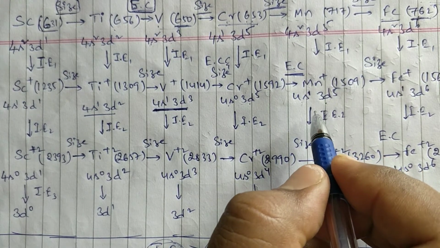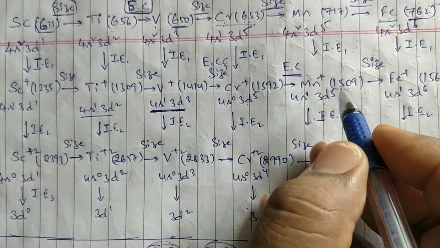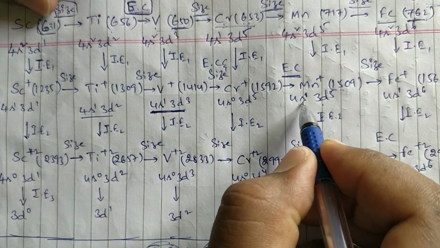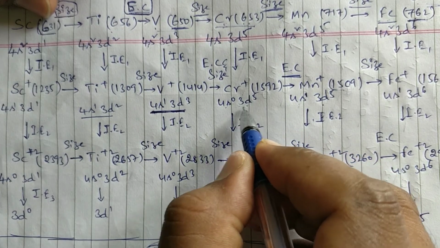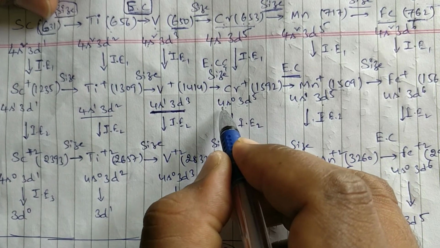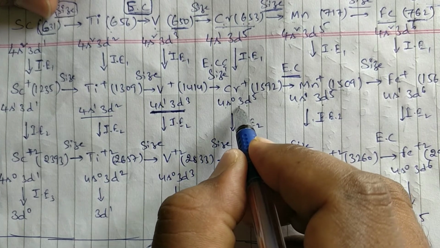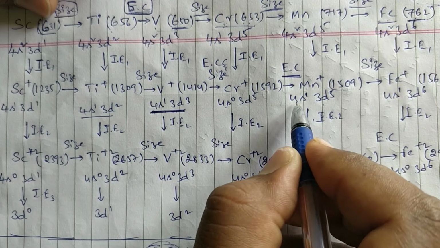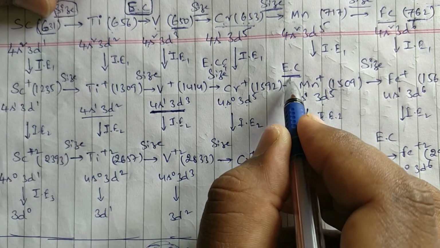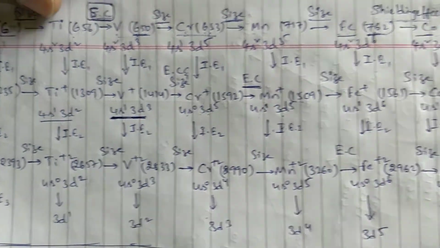What is meant by IE2? 1509 amount of energy is required to remove the electron from 4s1. 1592 is the amount of energy required to remove the electron from 3d5, because 4s0 here. So the energy required to remove the electron from 3d5 is greater than the energy required to remove the electron from 4s1. So here electronic configuration is playing an important role.